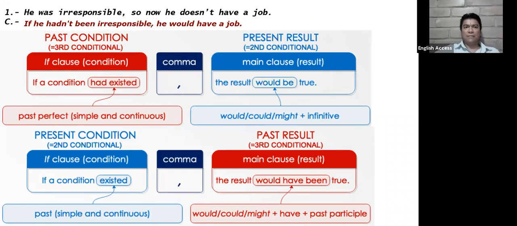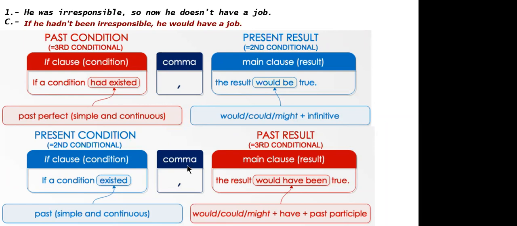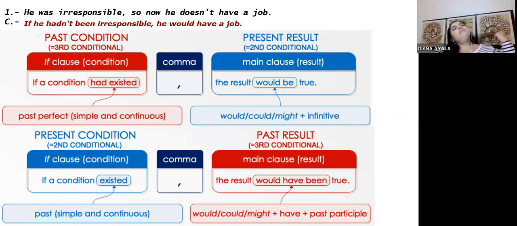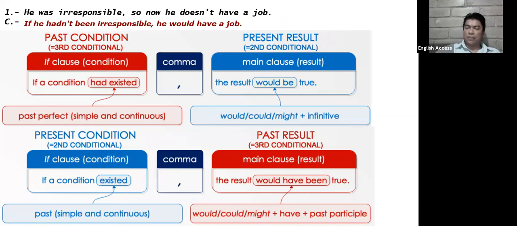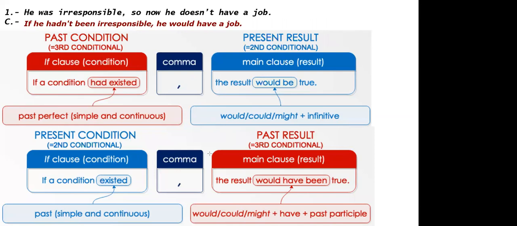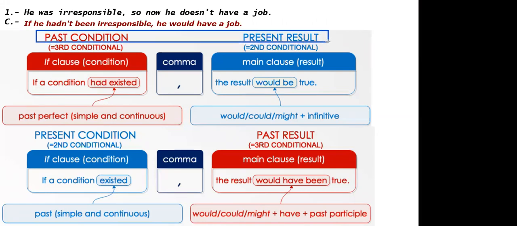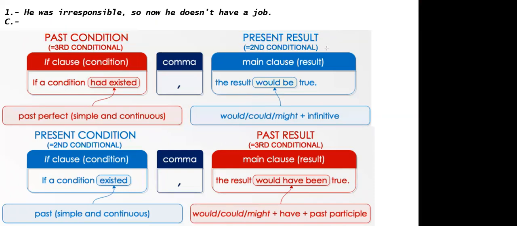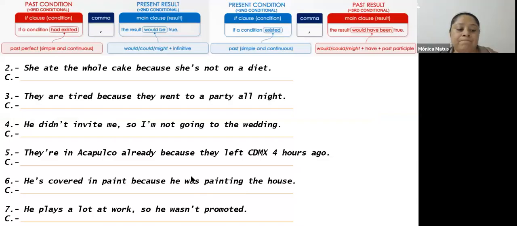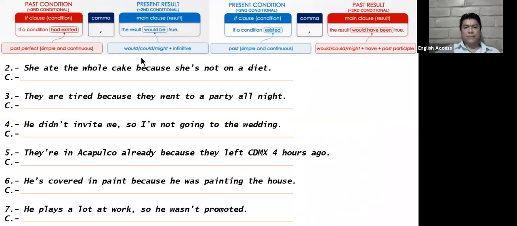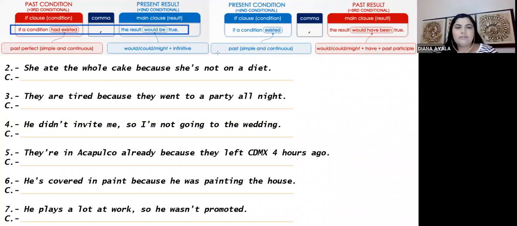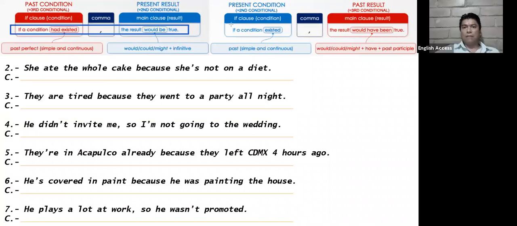So which ones were we using? The first one: the past condition with a present result. Okay, this one, past condition, present result. If a condition had existed, the result would be true. Or if a condition existed, the result would have been true. All of them are mixed conditionals.